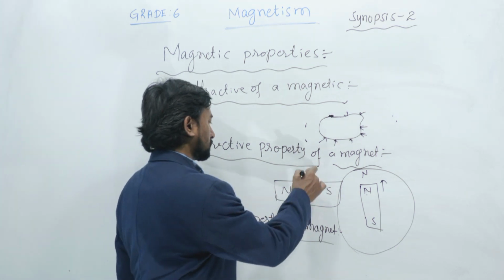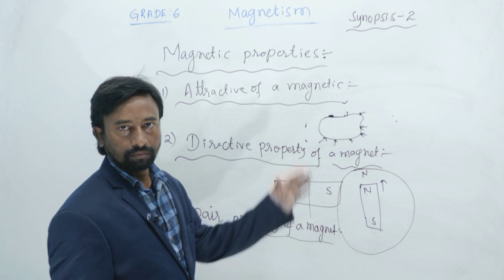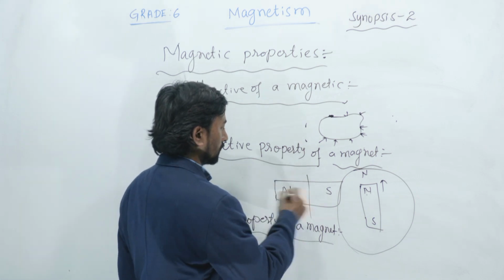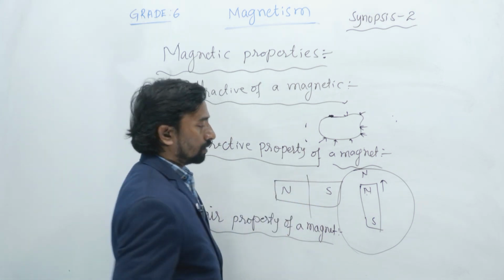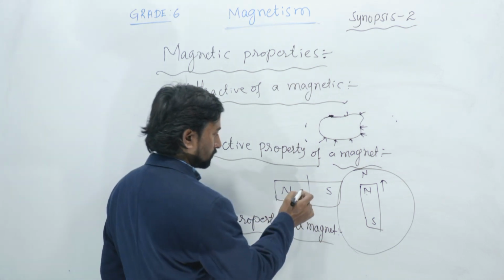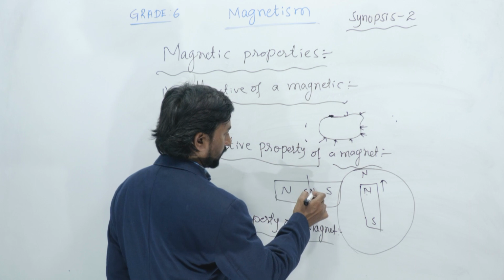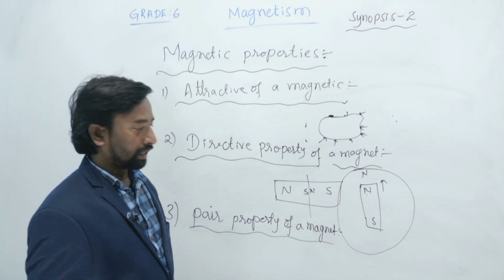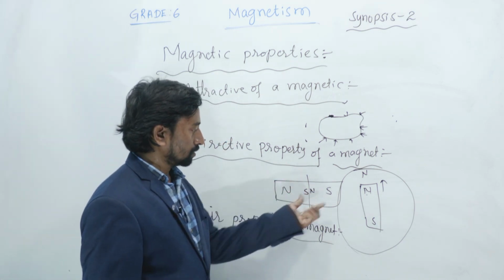Suppose this bar magnet is cut in half, perpendicular to the axis. Then the two pieces will again act like magnets. One piece will have the south pole and this side will have the north pole. Like that, these two will be individual pieces.